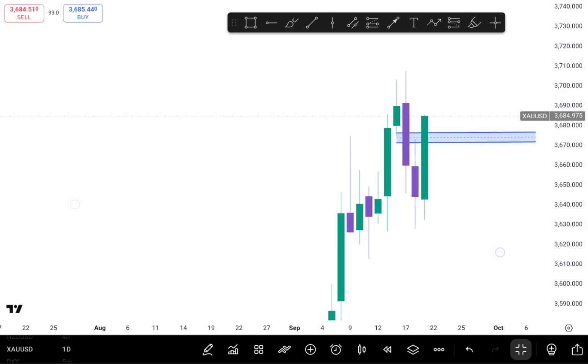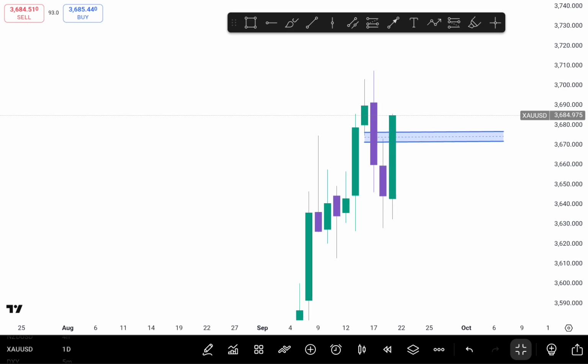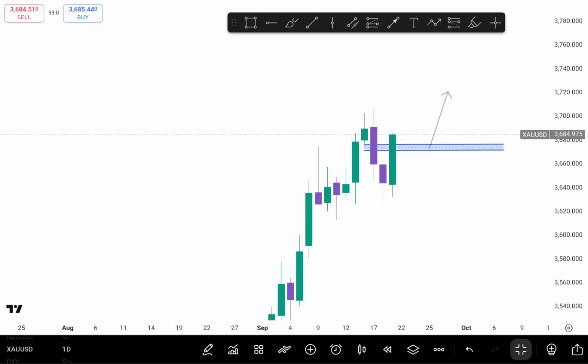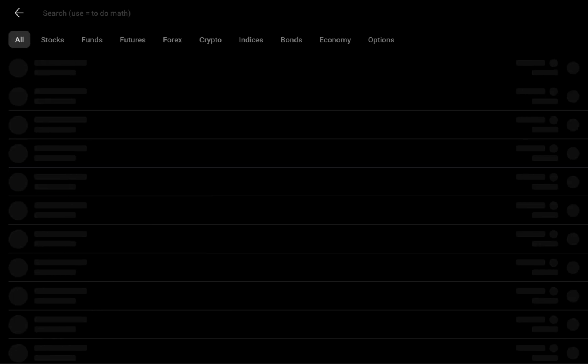Let me zoom out for clarification. So we expect price to go take the all-time high. So we'll be looking to trade from this POI. So moving on, we'll also look at NAS 100, US 100.